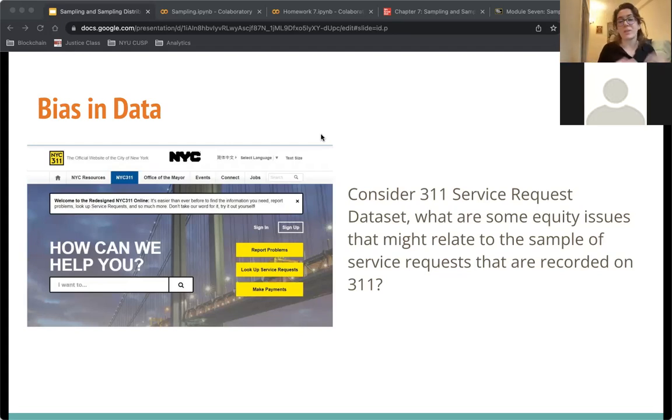So whenever you're creating analysis off of something, it's good to question, where's the data coming from? Is this representative of the population I'm after?